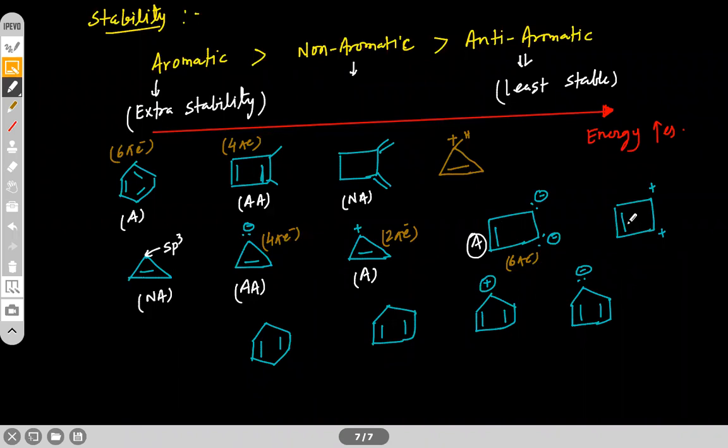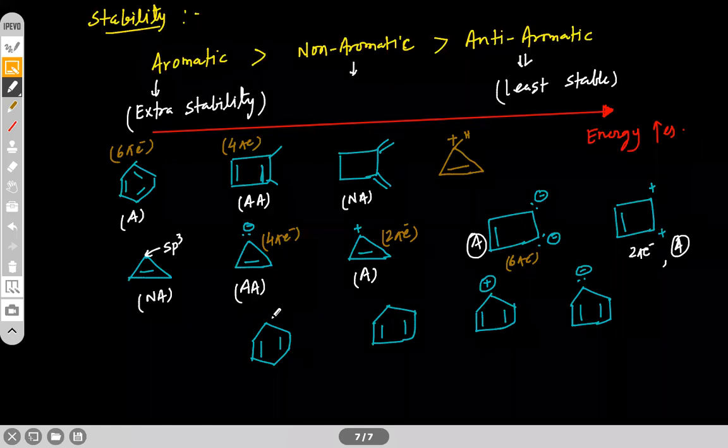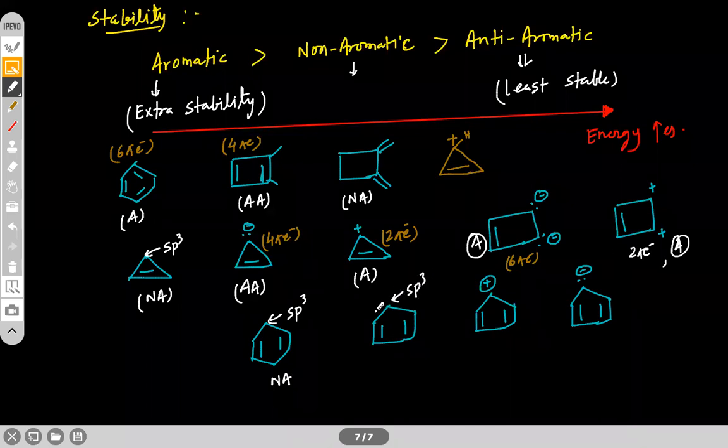Okay, this one is conjugated, right? But only 2 pi electrons. It is also aromatic in nature because this positive charge we don't consider. The carbon atom here is sp3 hybridized, so it is non-aromatic. This carbon atom is sp3 hybridized, non-planar, non-aromatic.